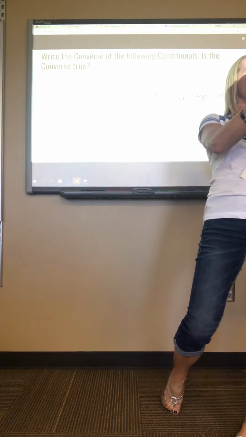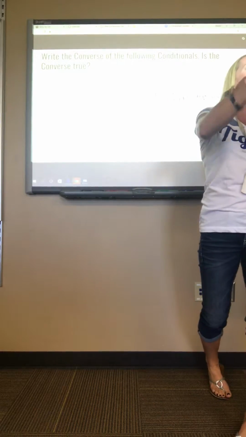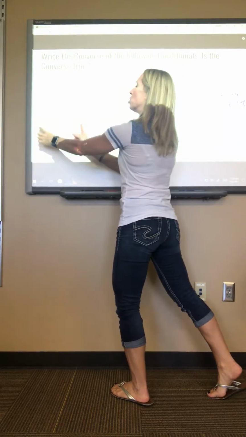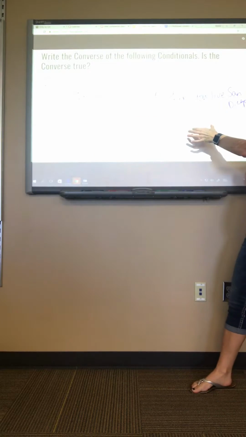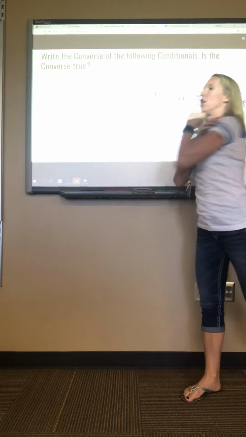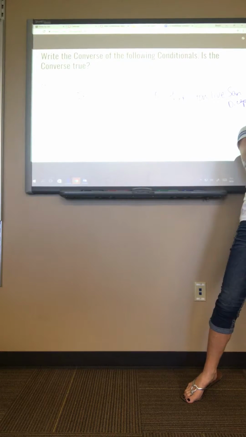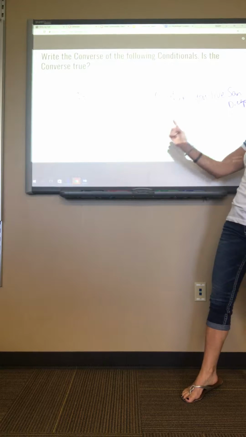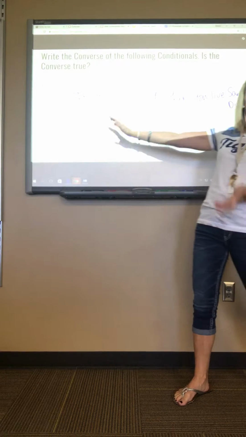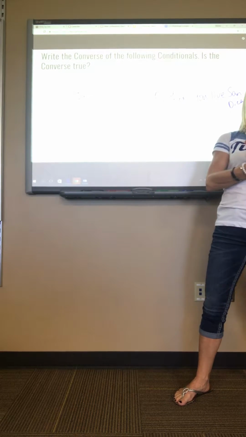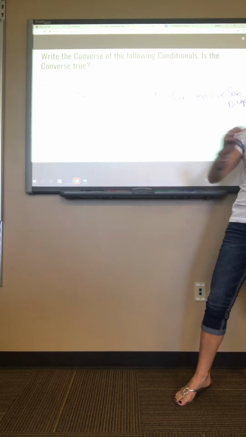If two angles are complementary, then their sum is 90. So I want to keep "if two angles" the same. So I would say, if two angles' sum is 90, then they're complementary. So the subject has to stay the same. Make your sentence make sense. Don't say, if their sum is 90, you don't even know what "their" is. Okay. So the subject stays the same.